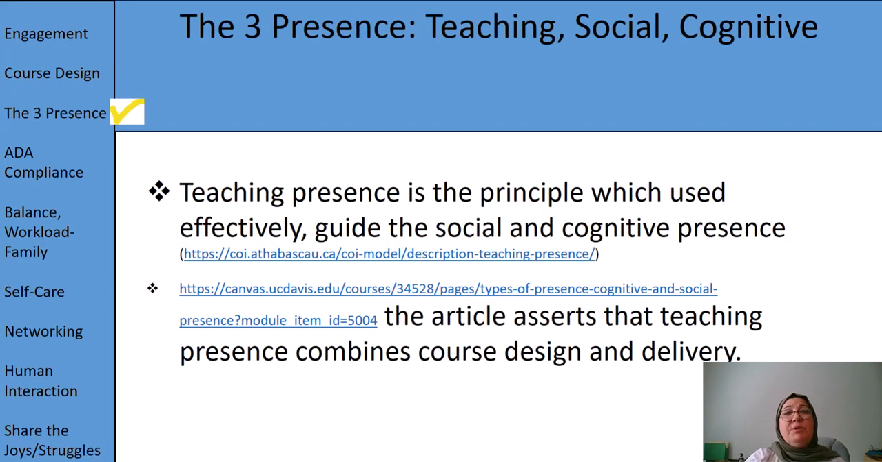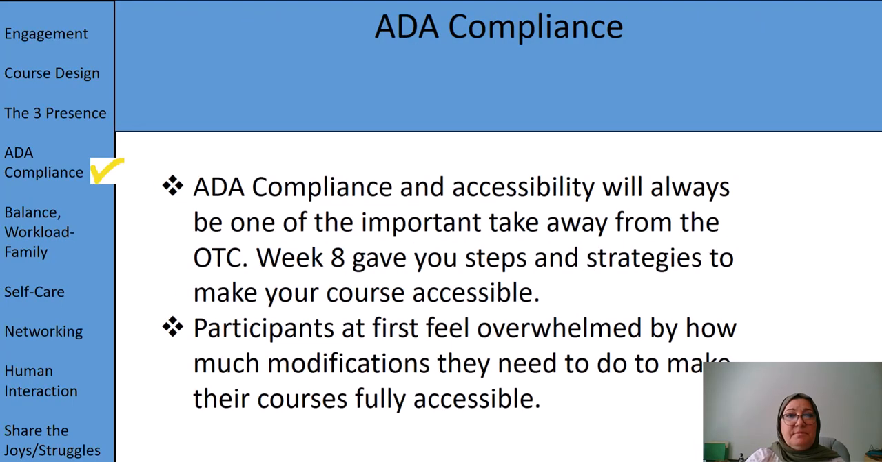The three presences: teaching, social, and cognitive. As you balance when is your social presence, when is your teaching presence, you're going to come up with strategies that are going to be time-saving and as well make your students feel you have just been there. Create some of these strategies so that students don't feel this was a class designed a few years ago and it's just been copied from term to term.